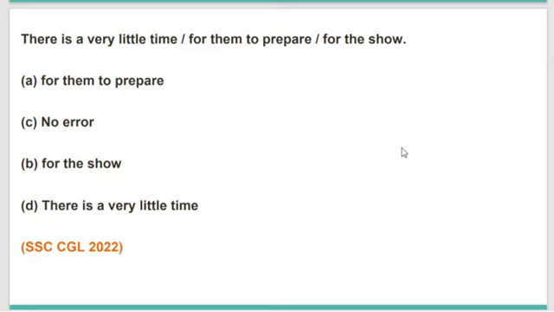There is a very little time for them to prepare for the show. SSC CGL 2022's question, and now it's high time to get clear about what kind of logic we are going to apply in this kind of sentences.